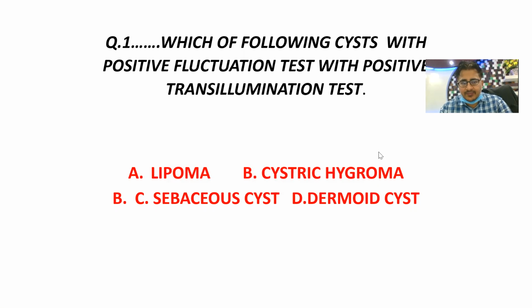Which of the following cysts has a positive fluctuation test and a positive transillumination test? In our MBBS training, we learned all about cysts, and there are many methods to differentiate between these cysts. The question I have picked is from that. First is lipoma, second is cystic hygroma, third is sebaceous cyst, and fourth is dermoid cyst. Now you have to keep in mind all the basic points about all the cysts, then only you can answer.